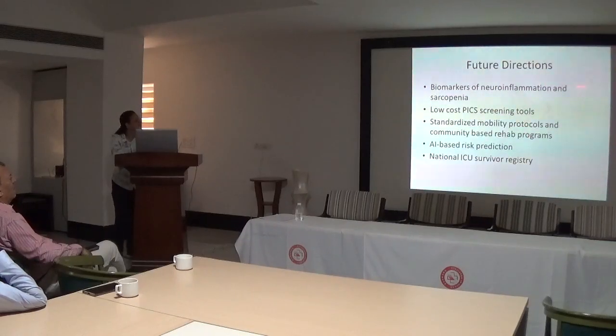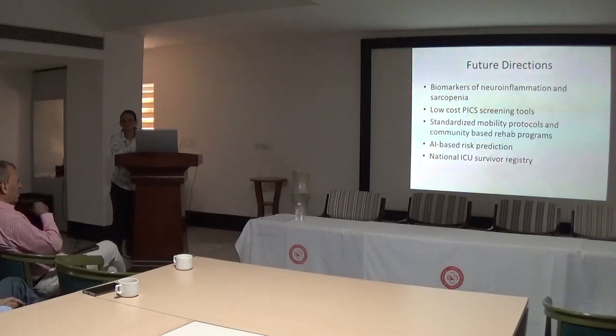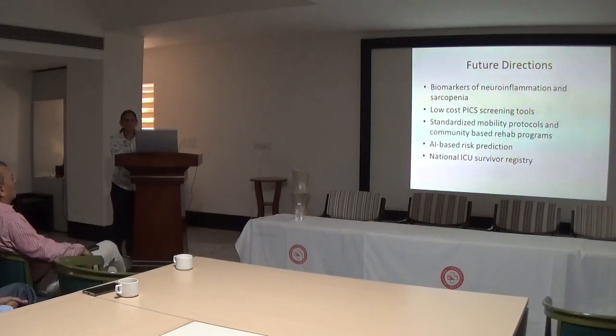So future directions, it is a long way to go. We should have biomarkers for neuroinflammation, IL-6, TNF-alpha, but these are not very cost effective for countries like us. So the low-cost PICS screening tool that I have discussed, the 6-minute walk test and MOCA score, remains perfect for our setting. Mobility protocols, community-based rehab programs, Swajan is one of them. You have people where the families are involved, you have similar kinds of patients.